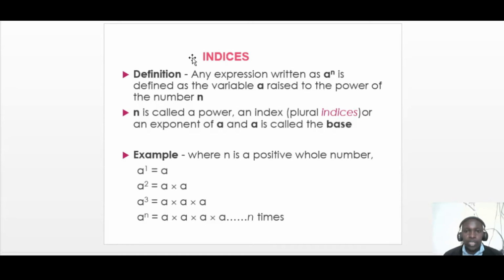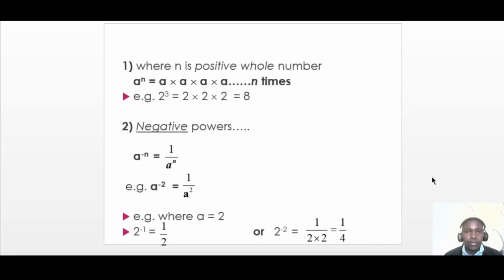Therefore, when you talk of indices, it simply means the plural of index, and you have understood what an index is. Let's go to this example where n is a positive whole number. A raised to power 1 is equal to a, a raised to power 2 is equal to a times a, a raised to power 3 is equal to a times a times a. Therefore, if we have any number a raised to power n, it means a times a, n times. That is what we mean by a raised to power n, where n is a positive integer.